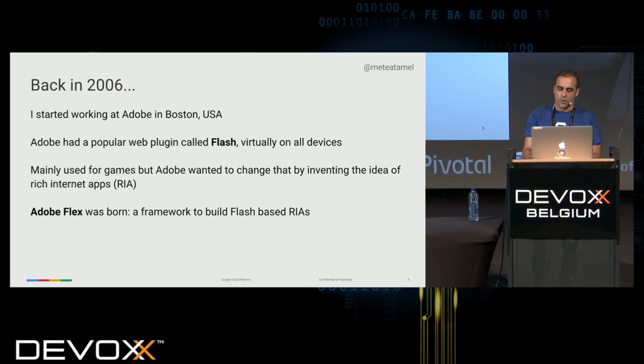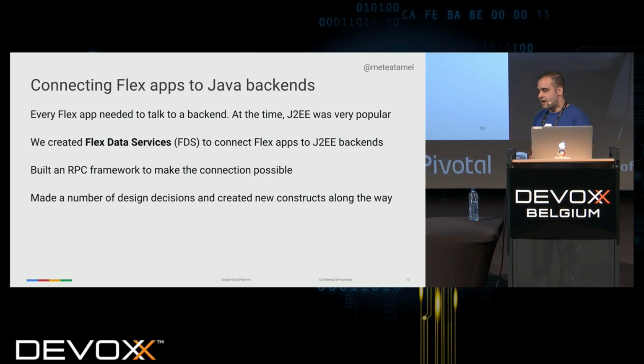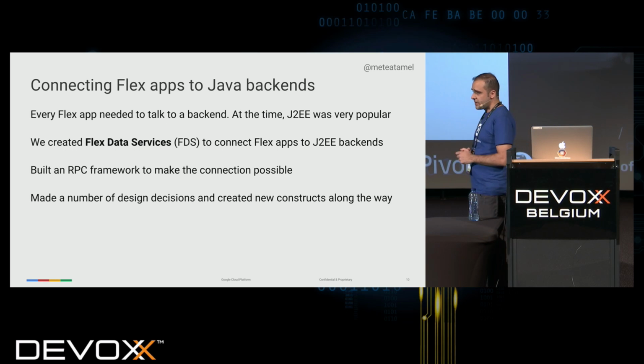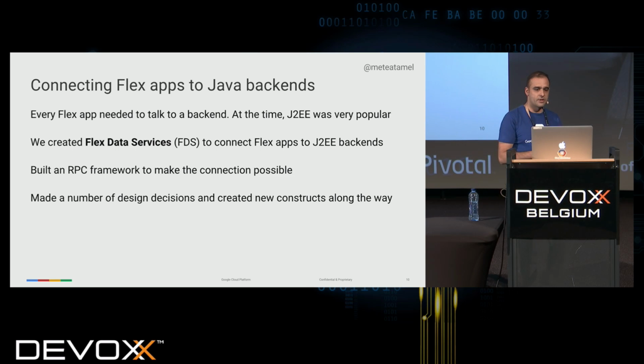So that's the team that I started working with. And of course, with every client, you need to connect to some server, right? So J2EE at the time was really popular. It was kind of the main thing that people did. So there was this other product called Flex Data Services. I don't know if people know about that or use that. But basically, it was a J2EE application that you could drop in your app server, and it would make the connection from Flash, your Flex client, to Java backends.